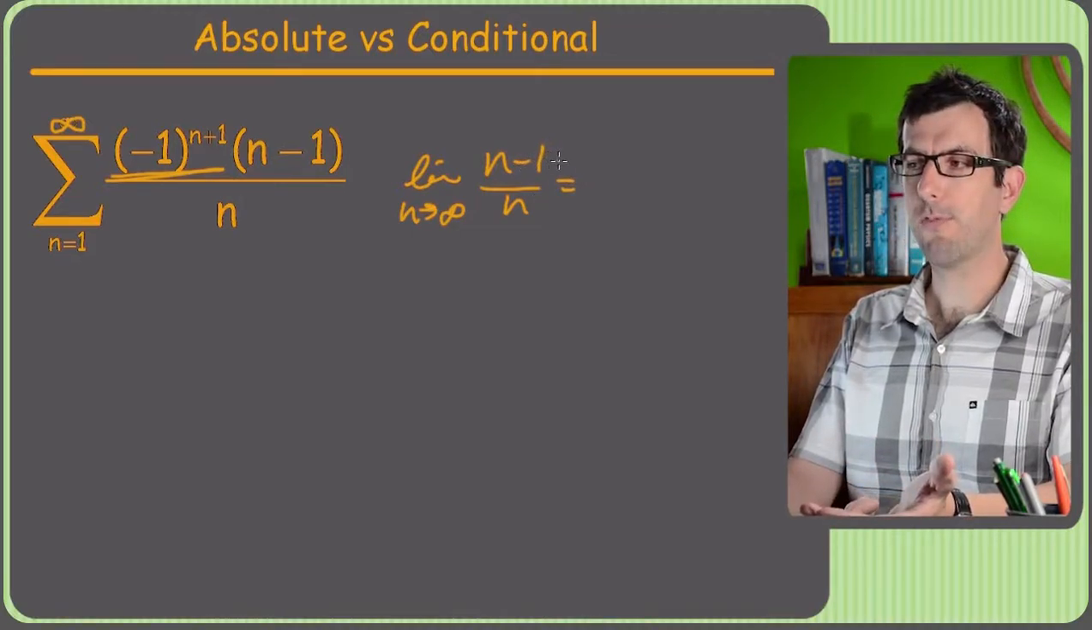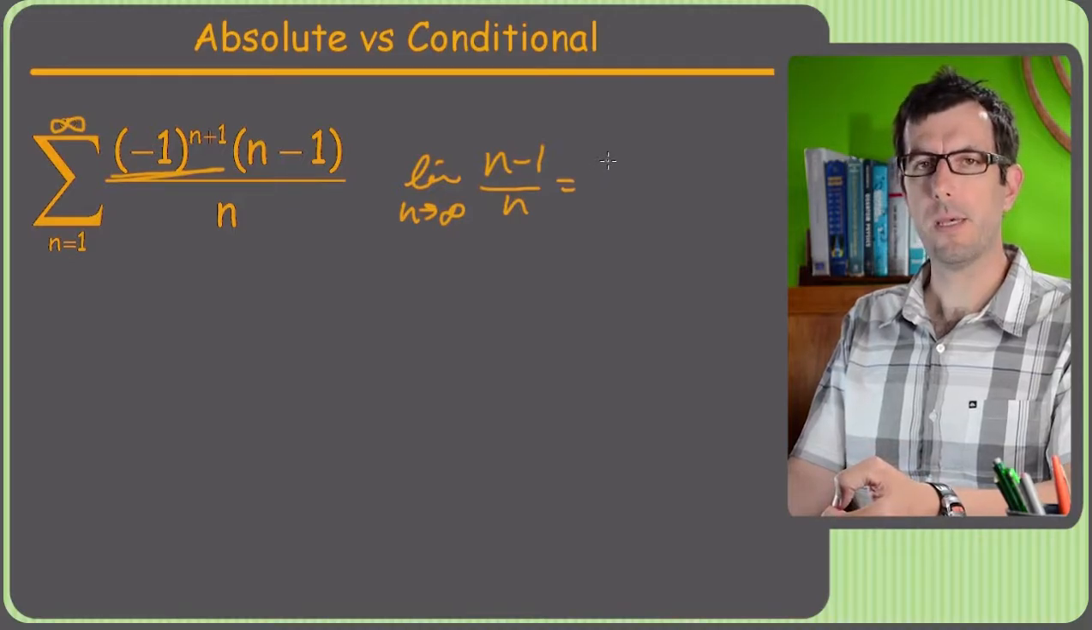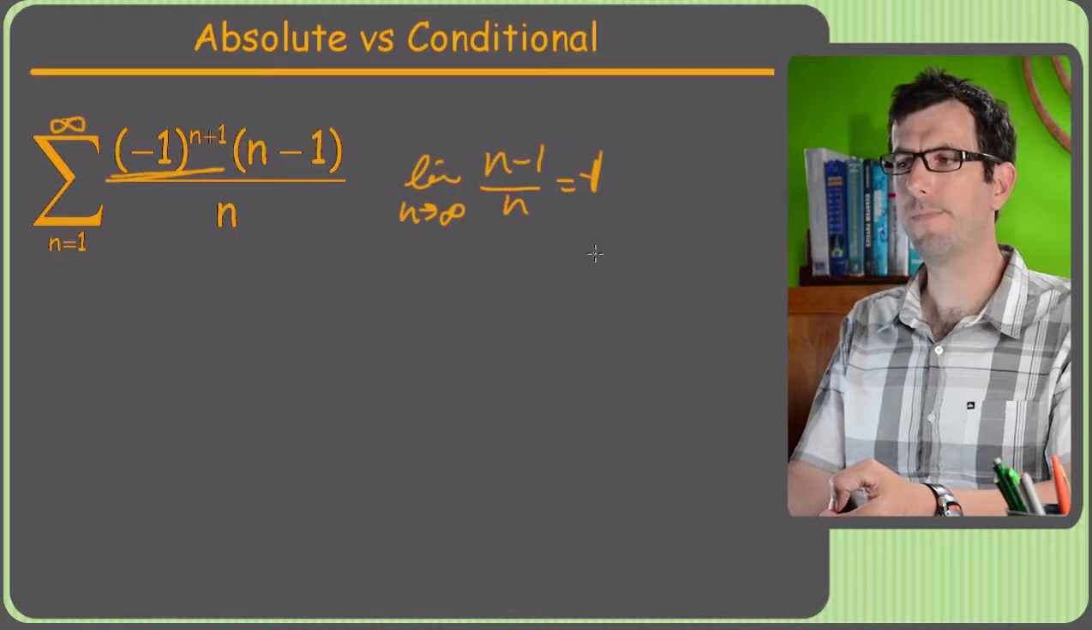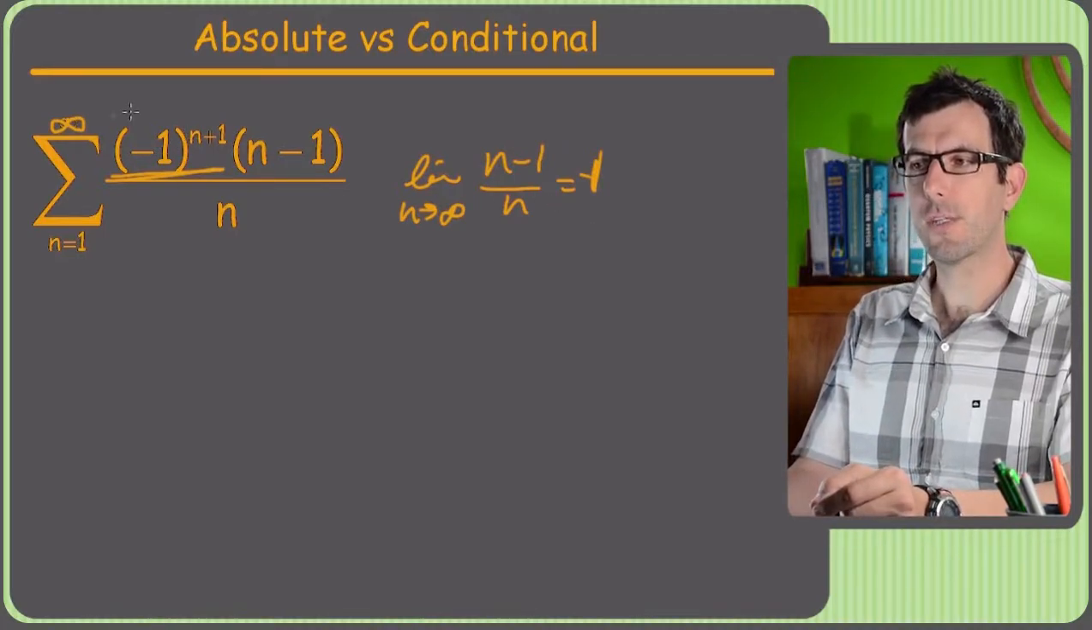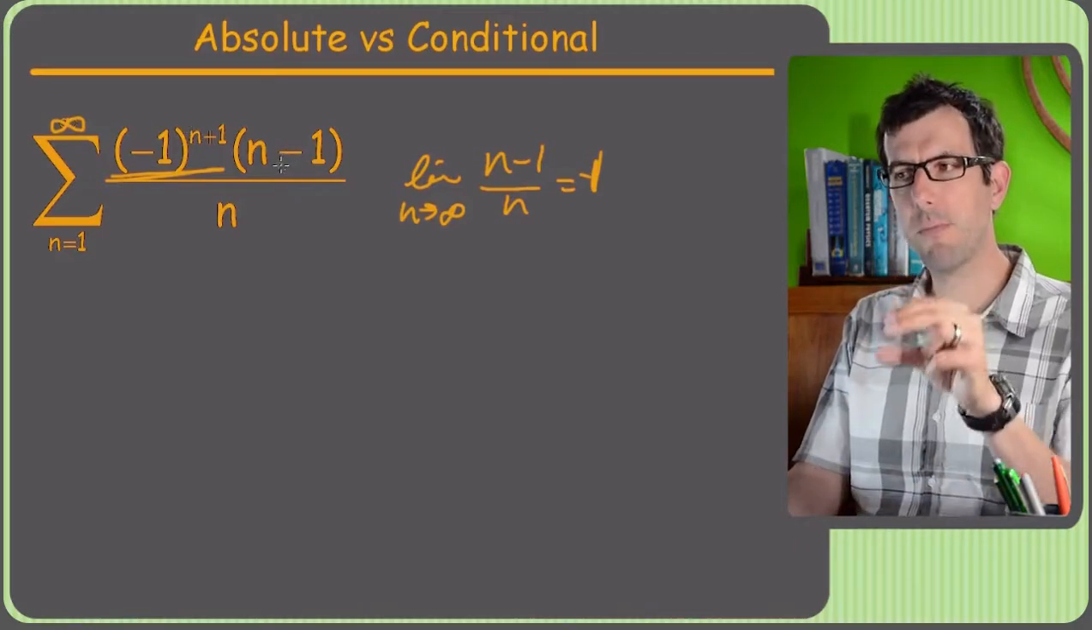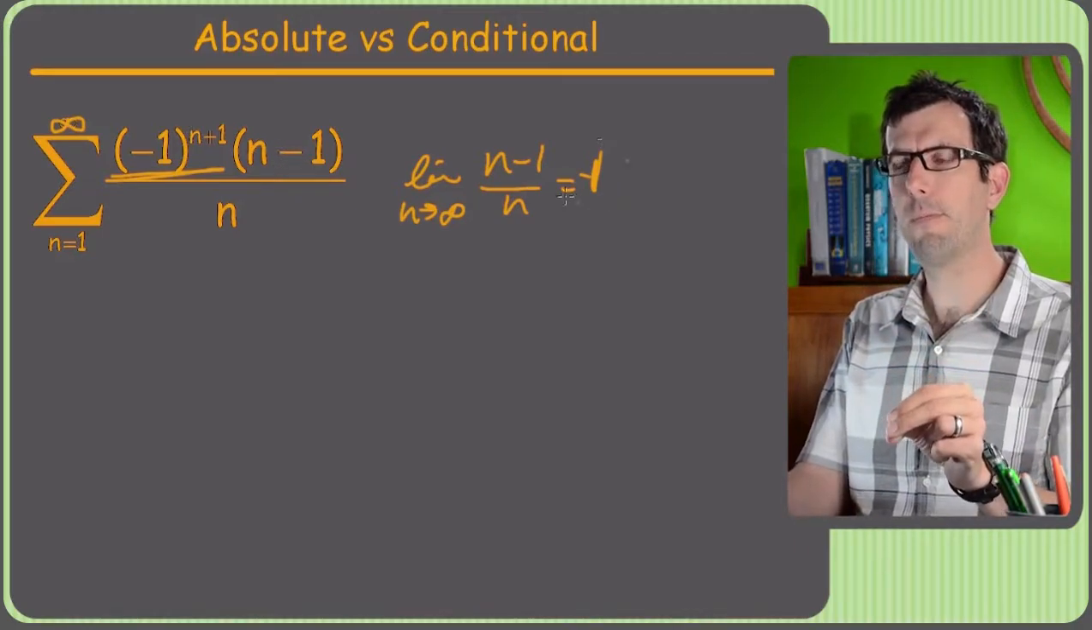What's the limit of n minus 1 over n as n approaches infinity? Well, any way you slice it, L'Hopital's, whatever, that is a limit of 1. So this is a problem for us, because it's alternating, but the terms have to get smaller and smaller and smaller, but they're not. They're approaching 1.